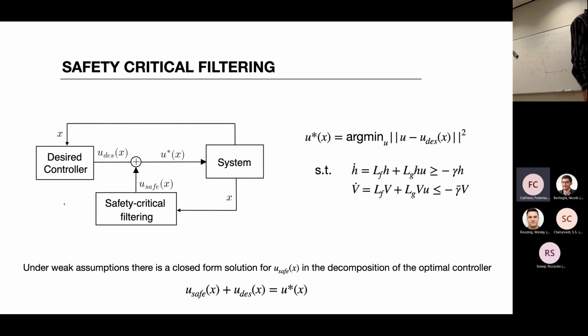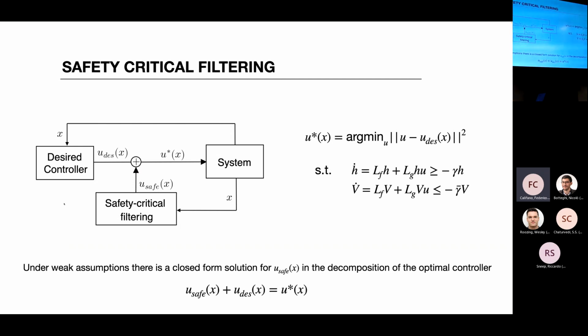Remember that this is the framework in which we use CBFs. We have a desired controller, and then we have a safety critical filtering. Why do I call it safety critical filtering? Because basically, in the moment in which I am well inside the safe set, this U safe is 0, no? This condition is satisfied, and the solution of this controller is just the U desired. Then, I mean, this doesn't do any job. This is the part which is modulated by the CBF.